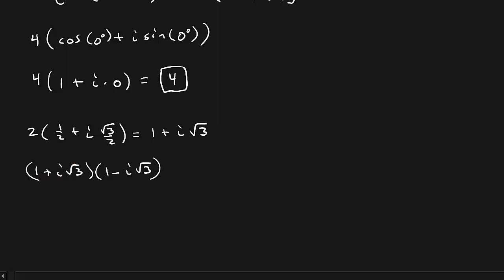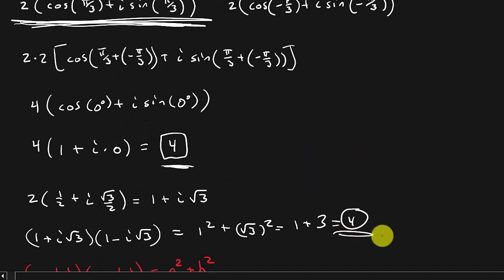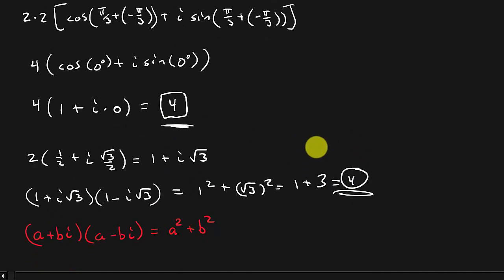Well, remember, there's a property that says a plus bi times a minus bi, all this you learned in algebra, is a squared plus b squared. So that's just what? 1 squared. A is 1, b is square root of 3, so that's square root of 3 squared. So 1 squared is 1, square root of 3 squared is 3, and look at that, you get 4. See, it's the same answer. Wow, isn't that pretty neat? So you see, it's just a matter of, are you working with the complex number in the a plus bi form, or are we going to work with it in trigonometric form?